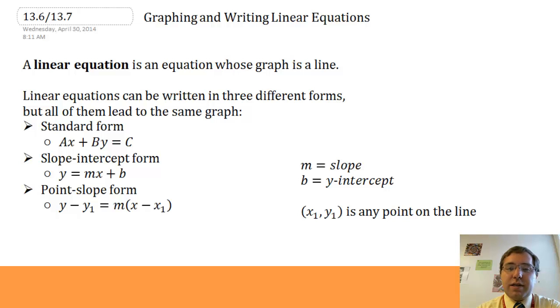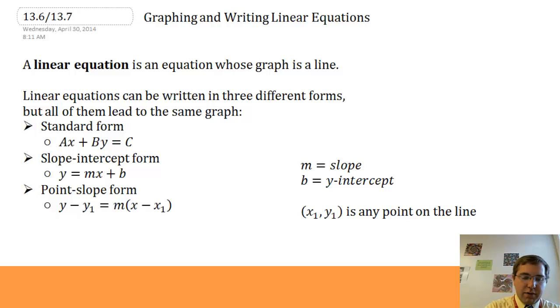This is sections 13.6 and 13.7 on graphing and writing linear equations. A linear equation, as you know from algebra class, is an equation whose graph is a line. That's why we call it linear. And linear equations can be written in three different forms, but all of the different forms of the equations always lead to the same graph.